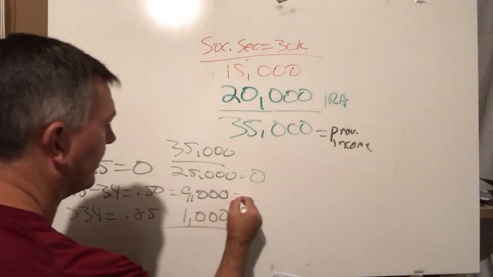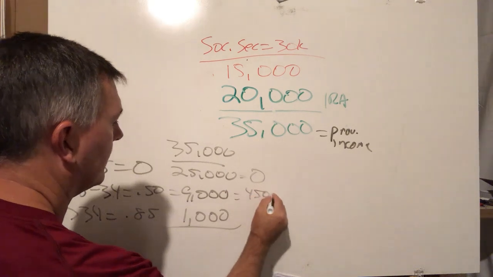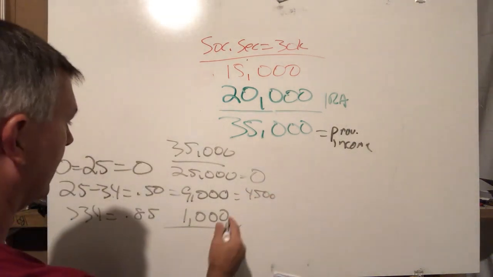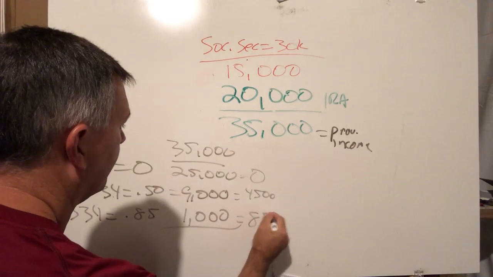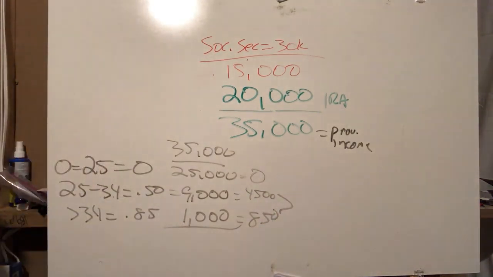This pen is driving me crazy. 4,500. Yeah, you can still see that. And that's $850. So in this case, I need my trusty calculator to figure that one out. I can't believe I lost my brown pen. That is just straight up weird.